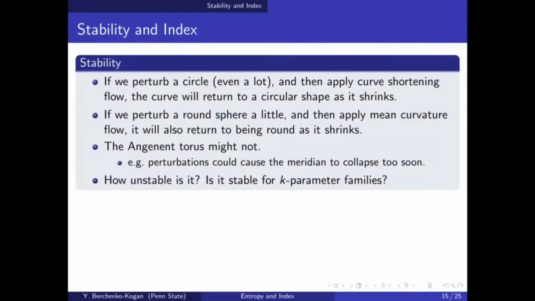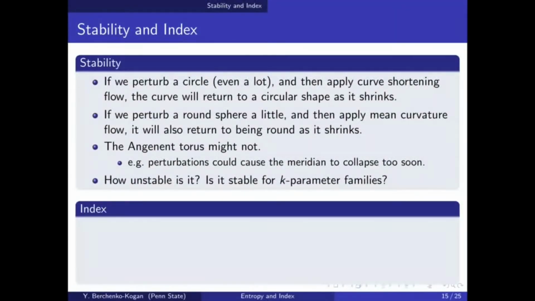And we might guess that if we perturb this family, maybe the member of the family that gets the Angenent torus singularity will change, but there will still be an Angenent singularity appearing somewhere among that family of initial conditions for mean curvature flow. So is that true or not? That's a question for the index, and as a spoiler, I can say that it actually is true if our perturbations are rotationally symmetric, and not true if our perturbations are allowed to not be rotationally symmetric.